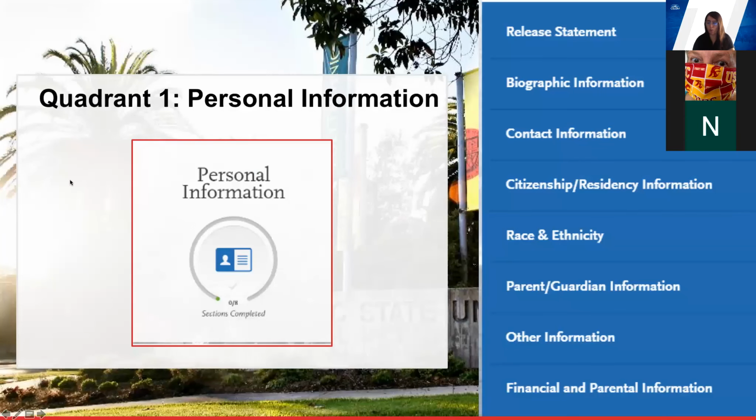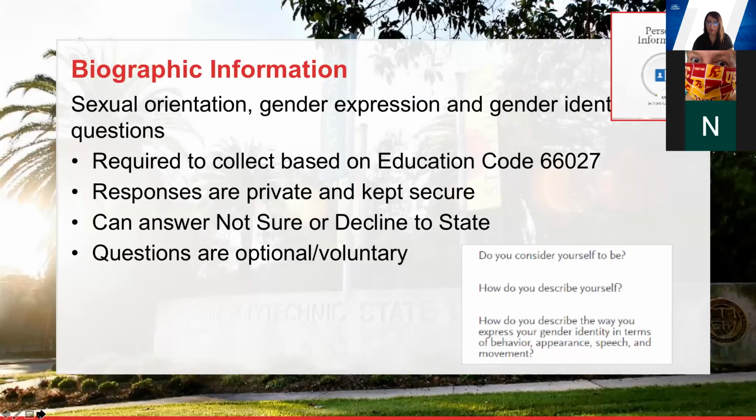As we move into quadrant 1, this is specifically where you're indicating your personal information. You're indicating your biographic information, contact information, citizenship, race, ethnicity, parent guardian information, and also your financial and parental information as well. Specifically for biographic information here, it is required by our education code to ask this question. However, you can indicate that you're not sure, or you can certainly decline to state.